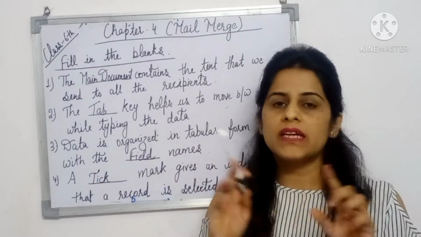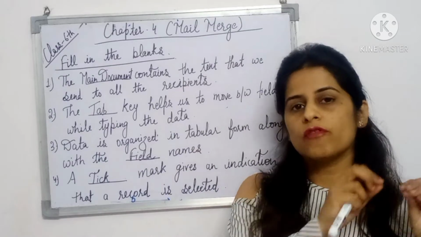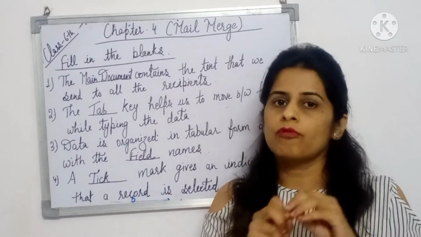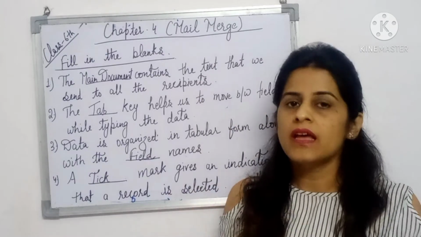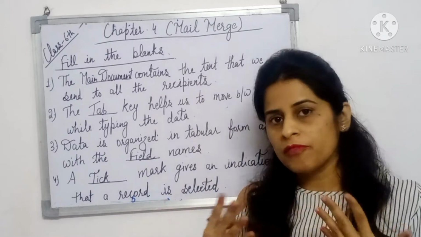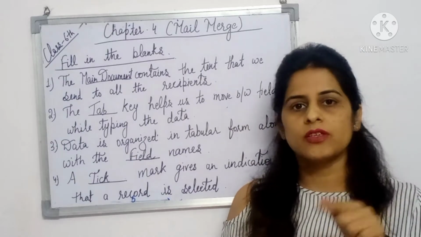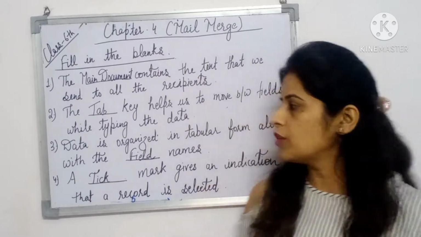Second is the dash tab helps us to move between the fields while typing the data. When you are typing the data in a table and you are moving from one field to a different field, for example, name to address, address to phone number, phone number to city, which key will you use? The tab key, to move from one field to another field.